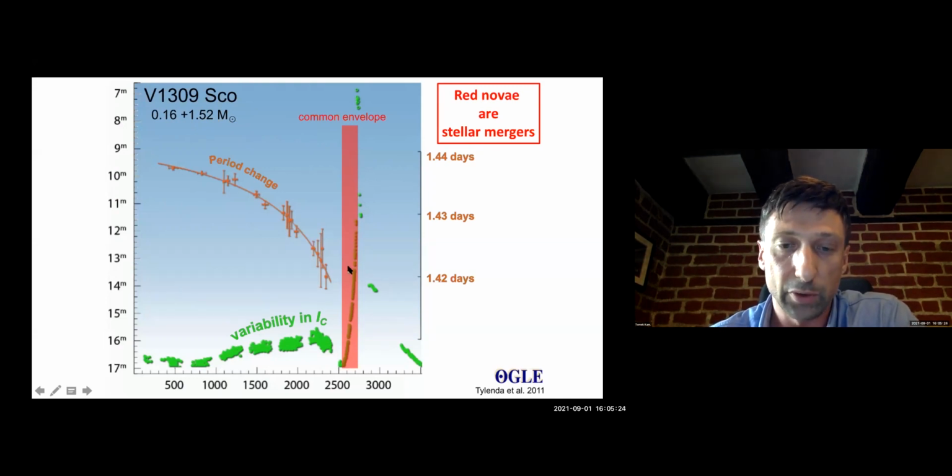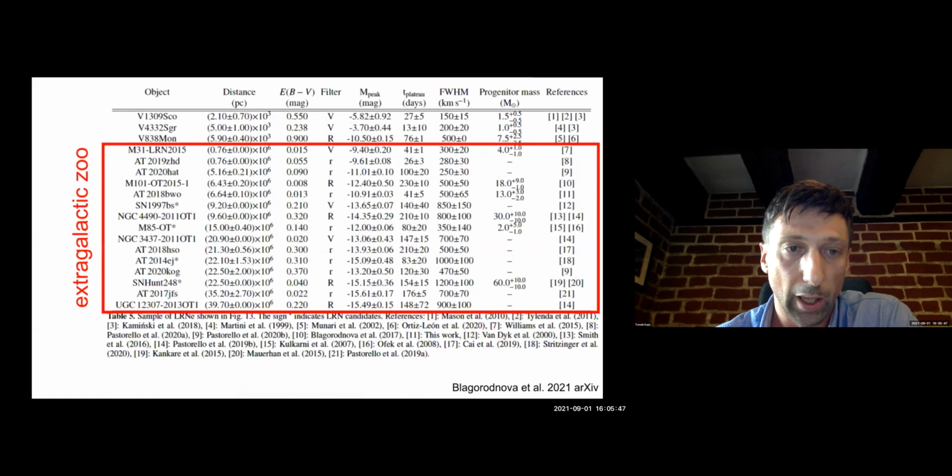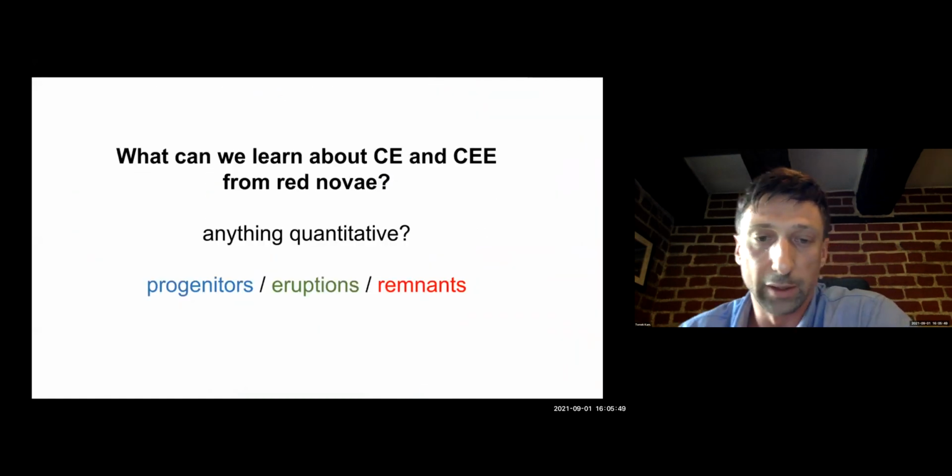So this is the connection to our conference, that those merger events are probably the most catastrophic form of common envelope interaction. And of course, we know more and more of those objects, so they become more relevant because their luminosities are between those of classical novae and supernovae. We can observe them in nearby galaxies. And we'll go back to that later.